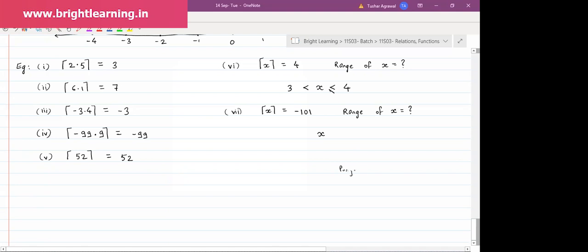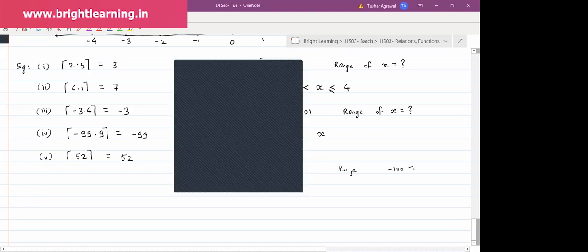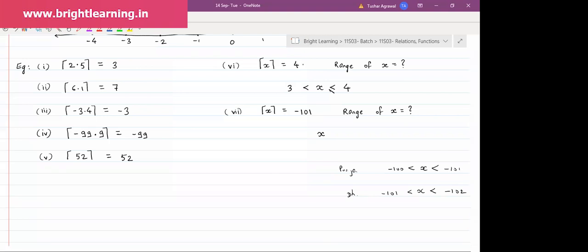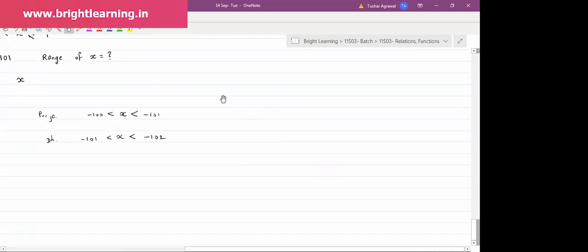Pujita's answer is -100, -101, and Dhananjay's answer is -101, -102. Now forget about the inequalities. I am not bothering about the equalities at the end points. -100 is to the right side. Now Pujita is writing -100 to the left and -101 to the right. So -100 to the left.